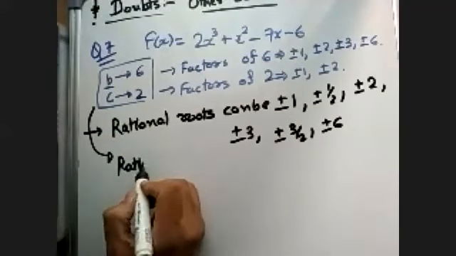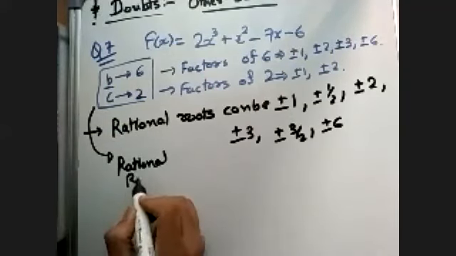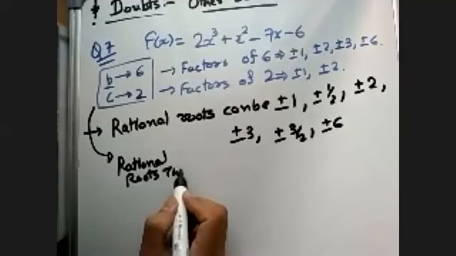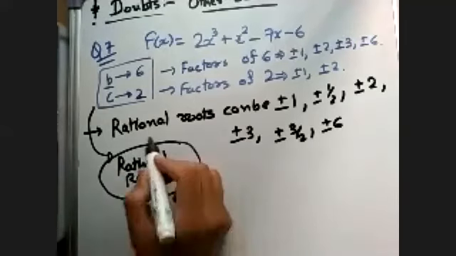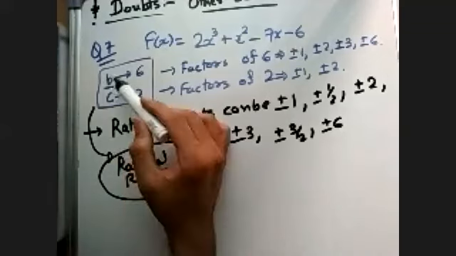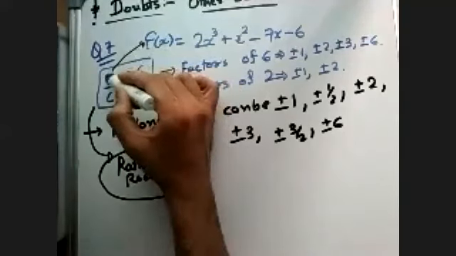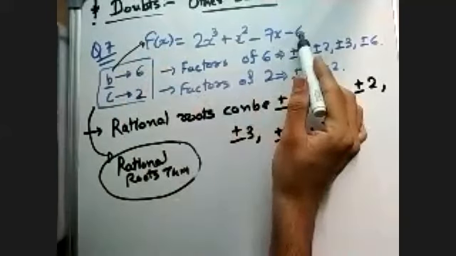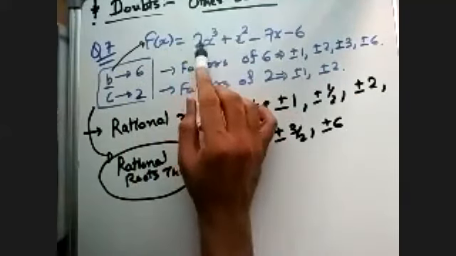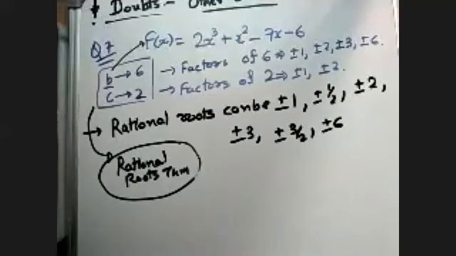Rational roots theorem क्या बोल रहा था? Right. The rational roots theorem was stating that if fractions are roots of the polynomial, then the numerator will be a factor of the constant term and the denominator will be a factor of the leading coefficient. Leading coefficient is 2. So here, yes, okay. So this is clear. Why factors of 6 and 2?